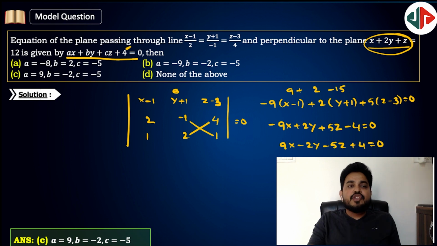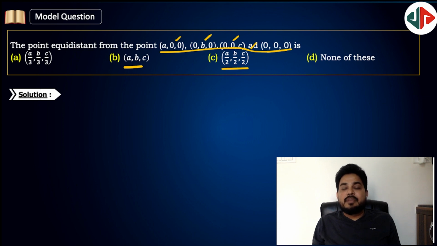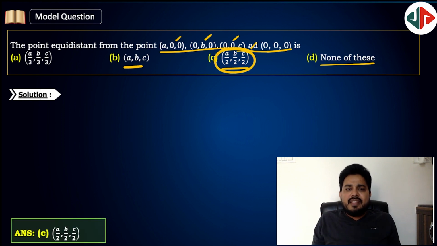Okay. Next question is, the point equidistant from these 3 points and, okay, 4 points. The point equidistant from all these 4 points is a by 3, b by 3, c by 3, a, b, c, a by 2, b by 2, c by 2, and none of these. Okay. So which is the point? Clearly, this is the point. It is just a normal verification.